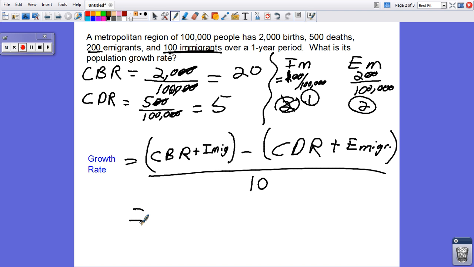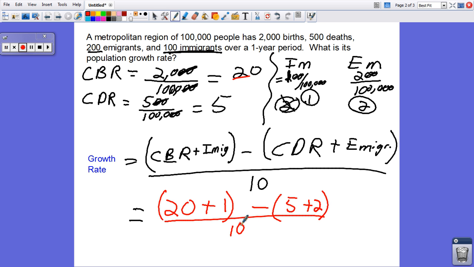Growth rate is going to be crude birth rate, which is 20, so equals 20 plus, what's our immigration? 1. Minus crude death rate, 5, plus 2, over 10. And that's going to be equal to 21 minus 7 over 10 equals 14 over 10 equals 1.4%.